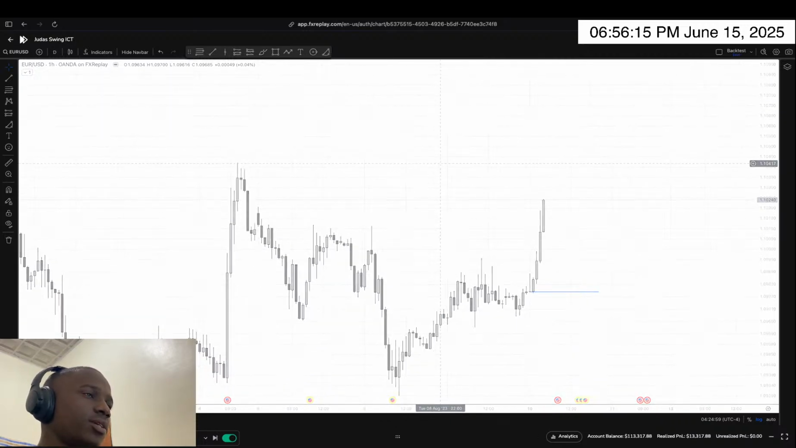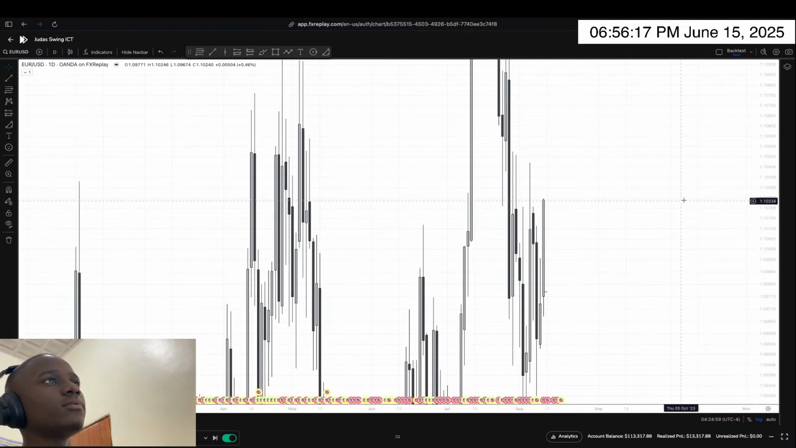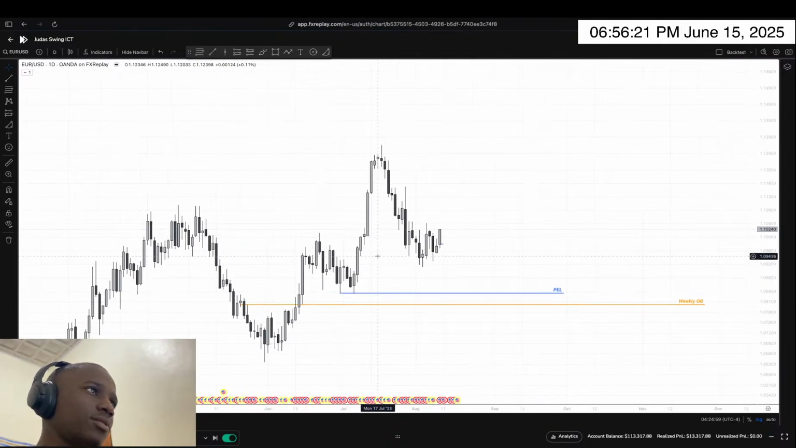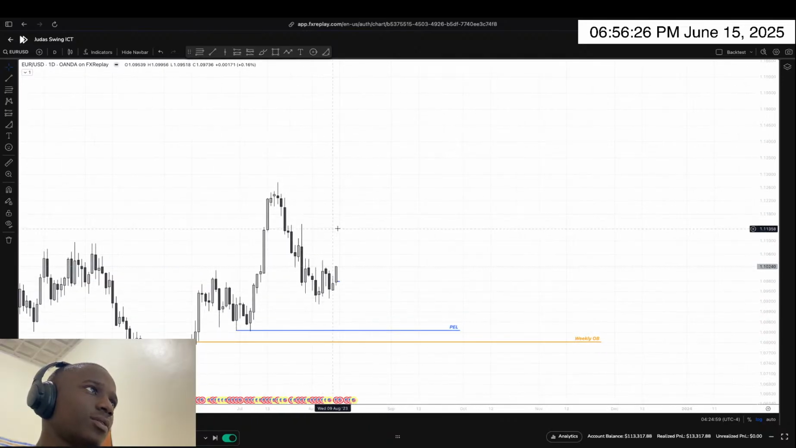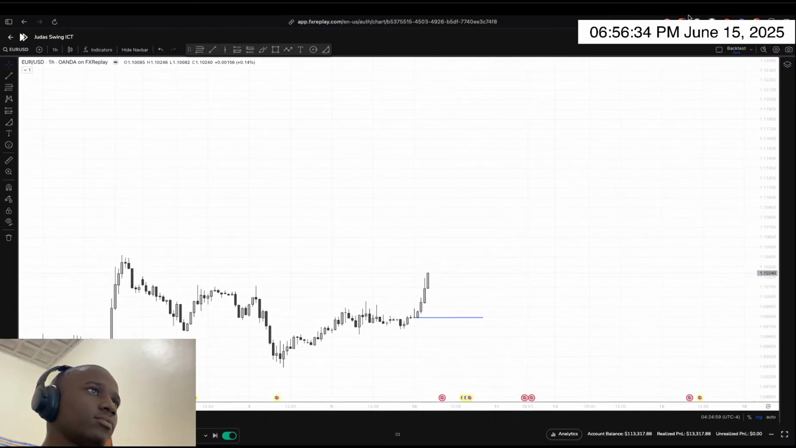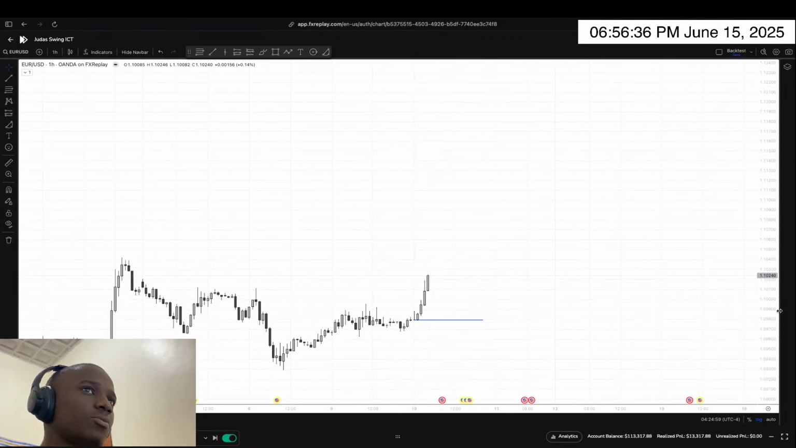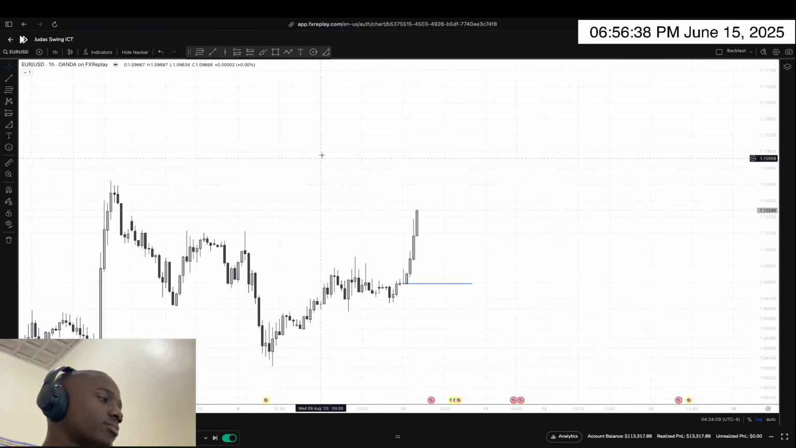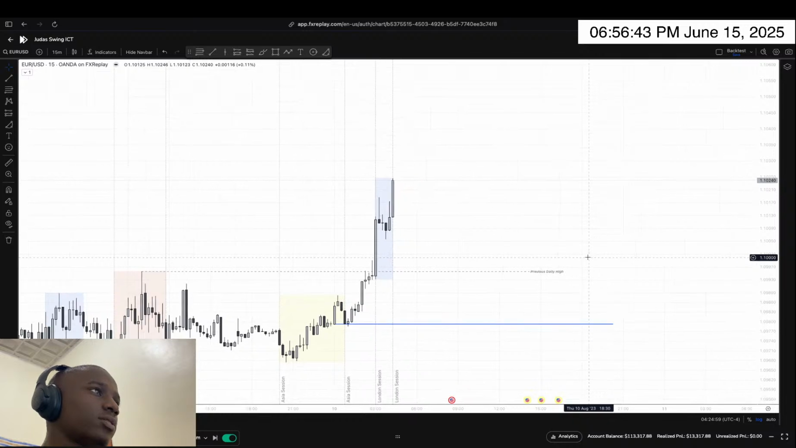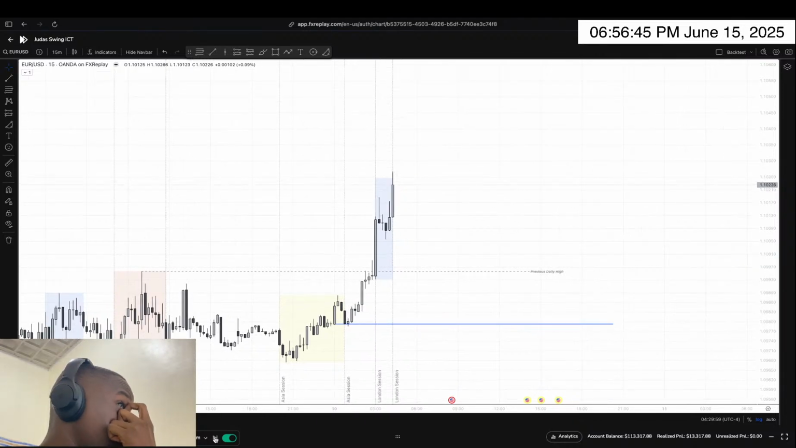And when I go to the daily, you can see that we didn't have to drop until there, respected this gap, then started to push higher. So now we would like to target these highs as our next draws on liquidity. Now when I go to the 1 hour, you can see how London's opened. 15 minutes, and let's see how the day plays out.